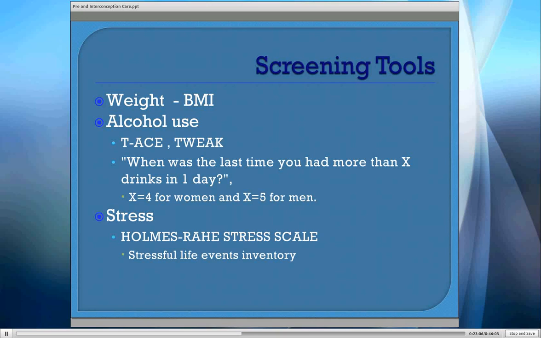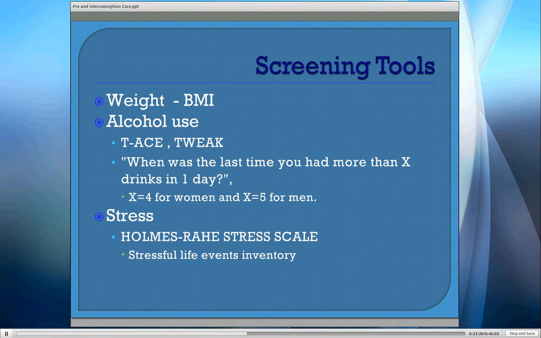There are a variety of tools available to facilitate risk assessment for lifestyle factors. BMI, of course, is the recommended measure for weight. CDC has a range of online calculators that patients can be encouraged to use to find and track their own BMIs. Two short alcohol-specific screening tools, the TACE and the TWEAK, have been validated for use with women of childbearing age.